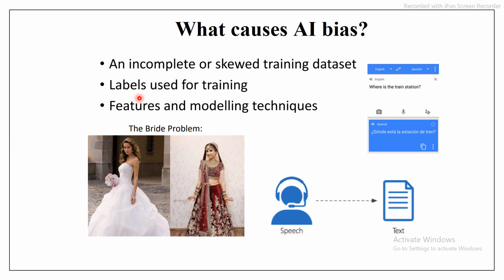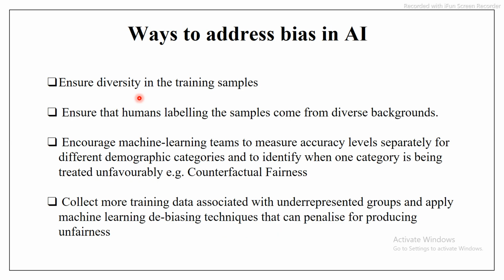Next, features and modeling techniques. How you are modeling, which modeling techniques you are using, and what kind of features are there in your training data. If you have a fair representation of features and a fair selection of modeling techniques, it will not create bias for you. So these are some of the causes of bias.